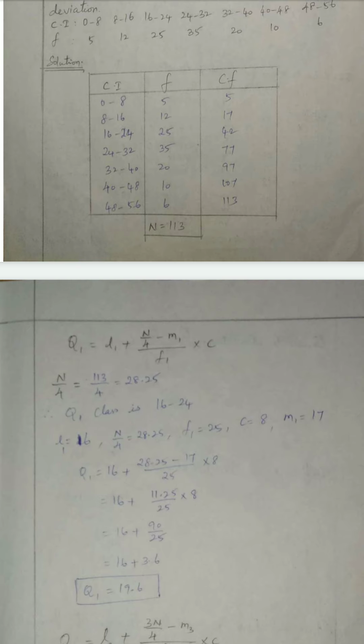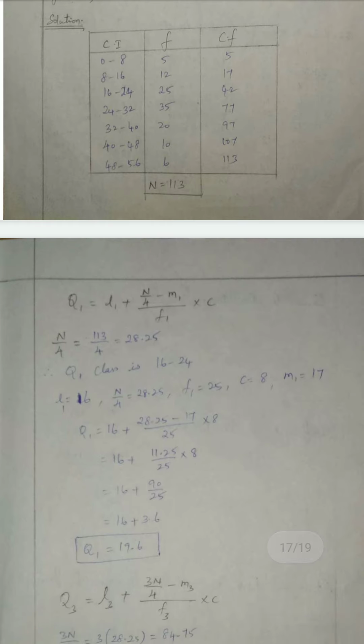First one is 5, then 5 plus 12 becomes 17, 17 plus 25 becomes 42, 42 plus 35 becomes 77, 77 plus 20 becomes 97, 97 plus 10 becomes 107, 107 plus 6 becomes 113. Therefore capital N, the total frequency, is 113. So we have to calculate the quartile deviation. Therefore we have to calculate only Q1 and Q3. No need to calculate Q2.